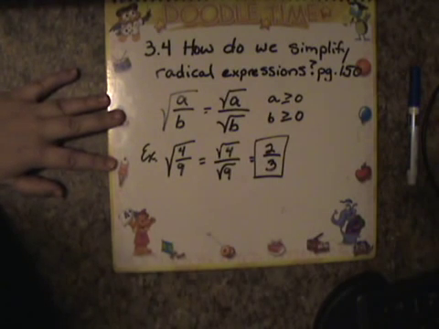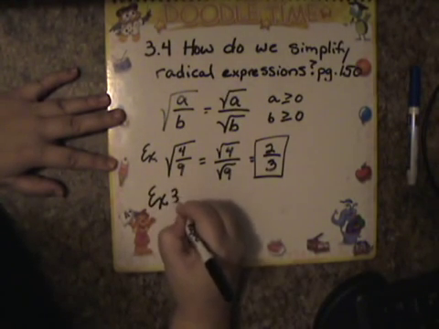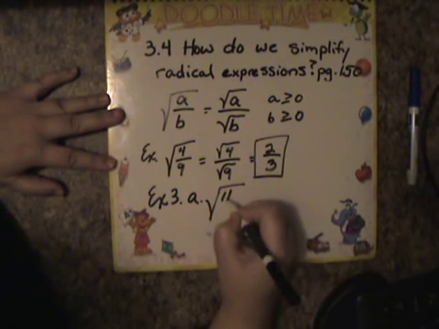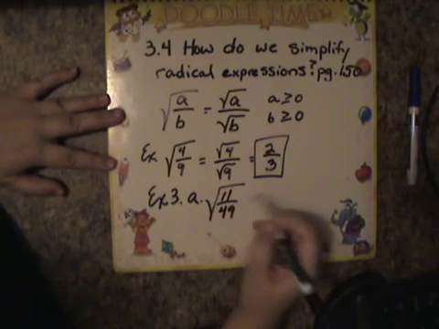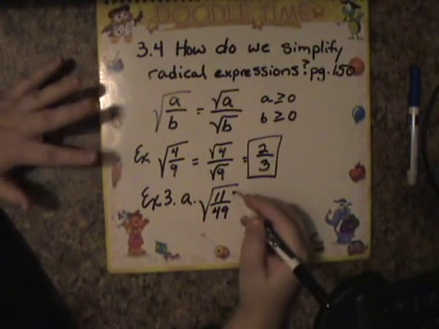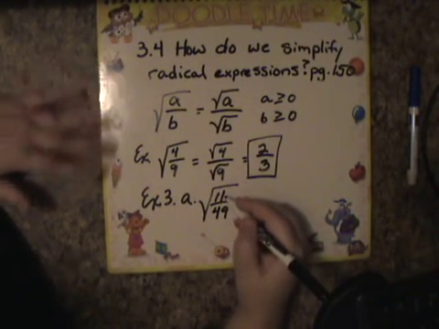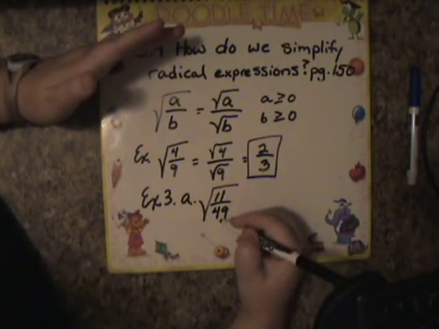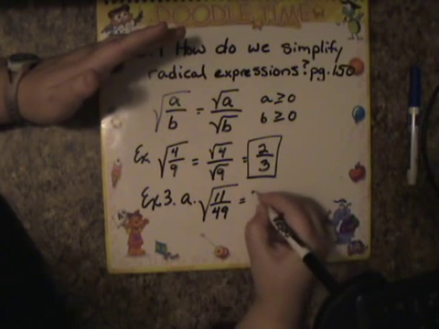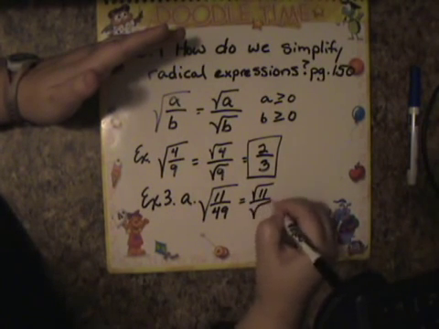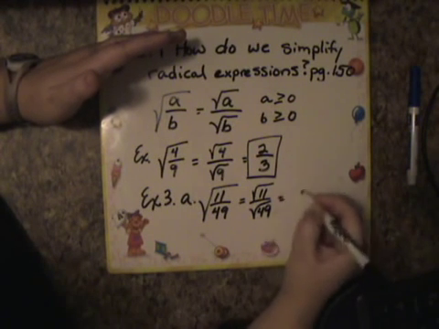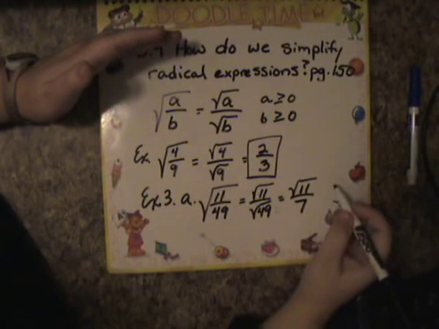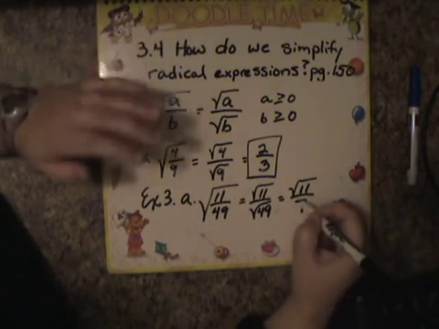Example 3A. The first one says the square root of 11 over 49. Now, if you remember, 11 is prime, so it's just 11 times 1, so there are no perfect squares for that. But the square root of 49 is 7. So this is the square root of 11 divided by the square root of 49. I can divide those up, and so I get the square root of 11 over 7. And that would be your final answer.